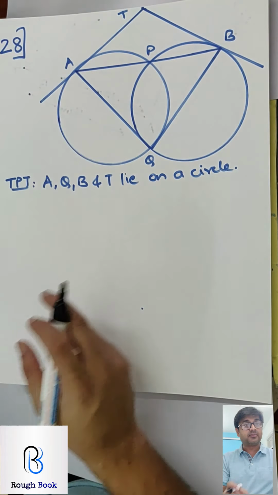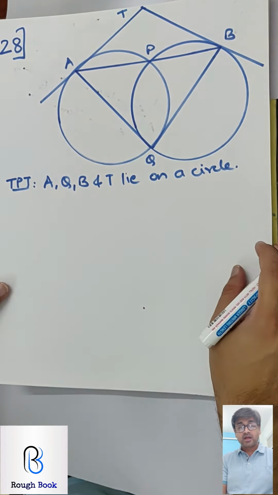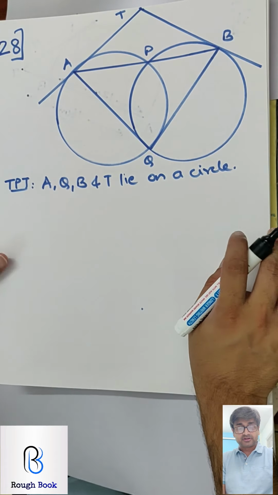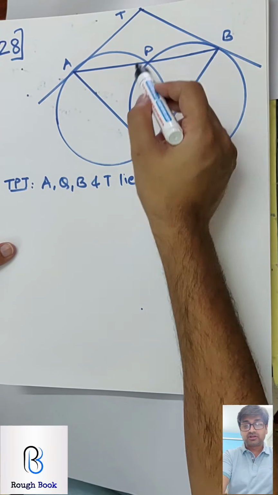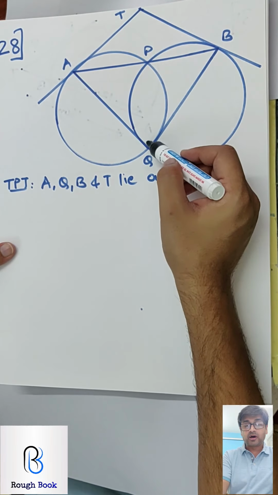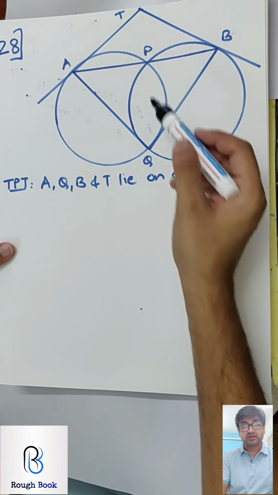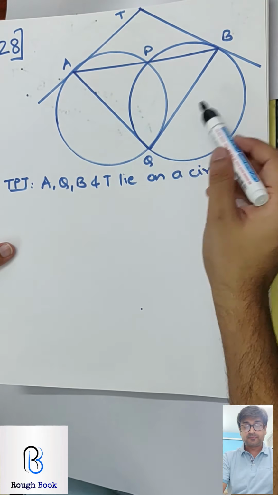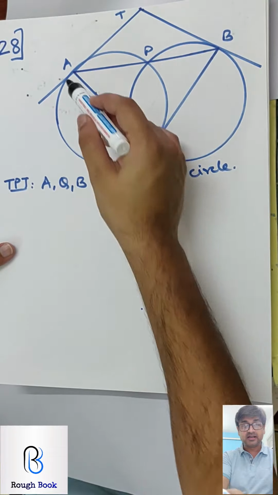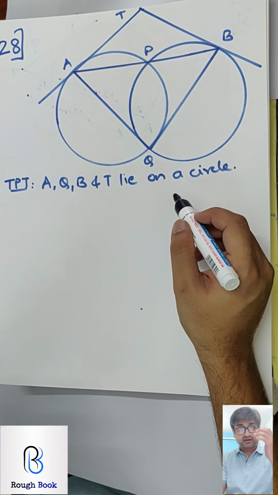Let's go to the next one, sum number 28. 28 is not difficult but interesting. They say that AT and BT are tangents to these two circles. P and Q are the points where these two circles intersect. Your target is to prove that A, Q, B, T lie on a circle. Basically AQBT is a cyclic quadrilateral.